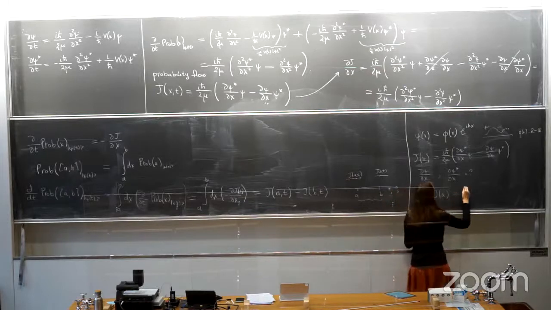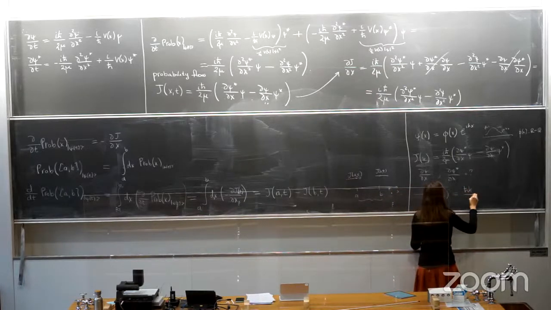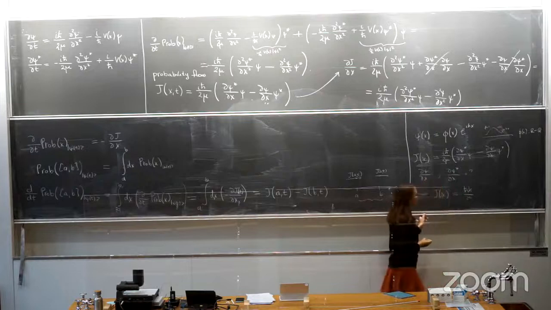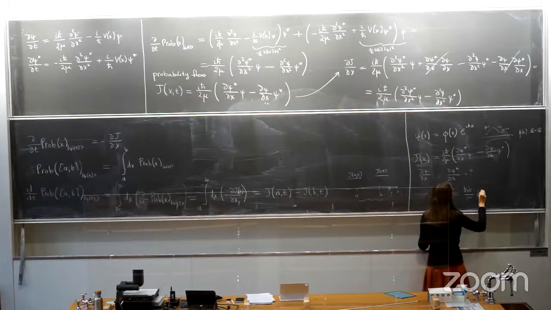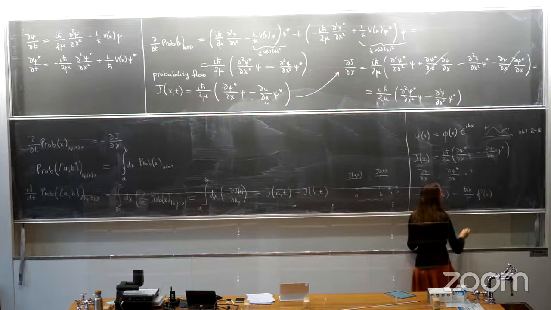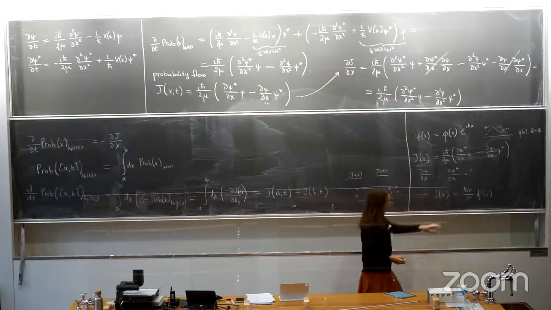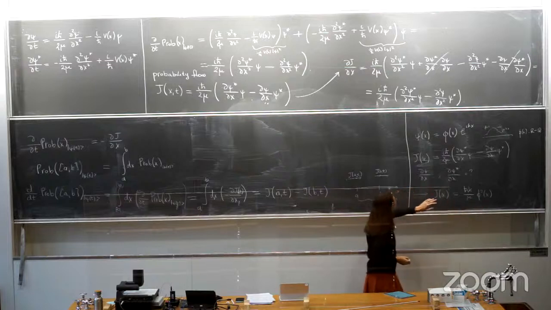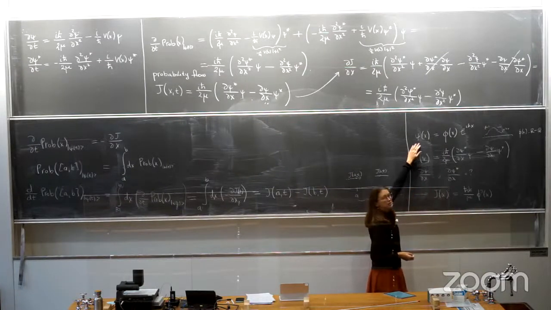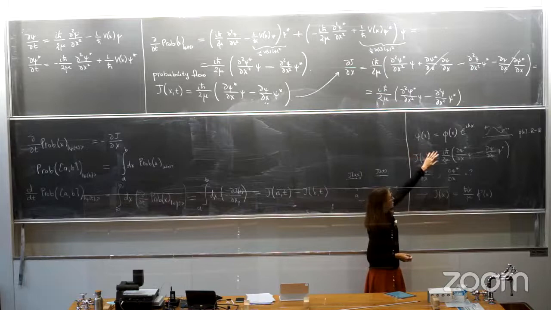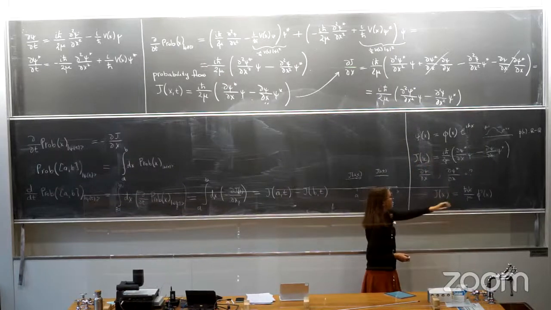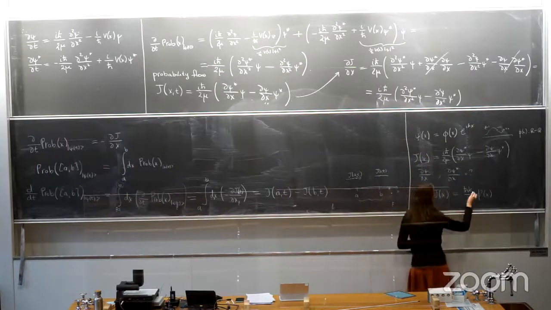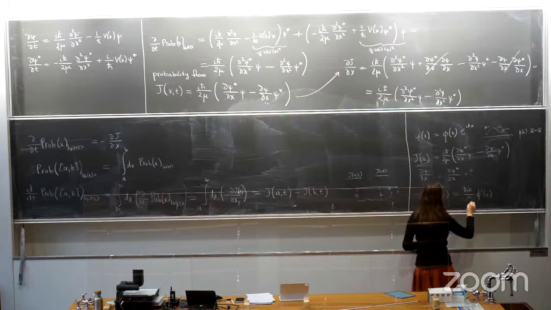h bar k over mu, and then phi squared of x. So what is phi squared of x here? Phi squared of x is just the probability density, because if you take modulus psi squared, this would exactly correspond to phi squared of x. And what is this object here?